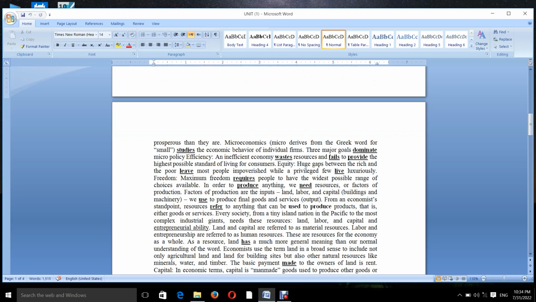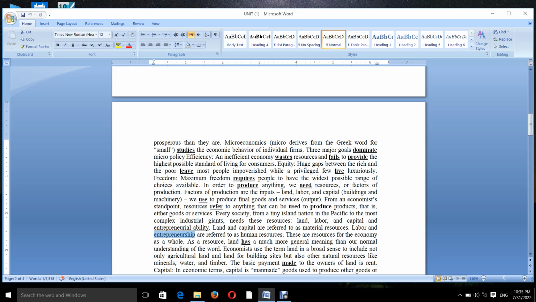Land and capital are referred to as material resources. Labor and entrepreneurship are referred to as human resources. These are resources for the economy as a whole. As a resource, land has a much more general meaning than our normal understanding of the word. Economists use the term land in a broad sense to include not only agricultural land and land for building sites, but also other natural resources like minerals, water, and timber.